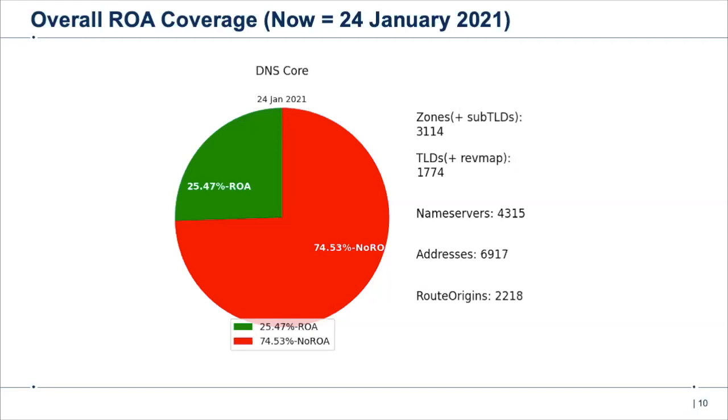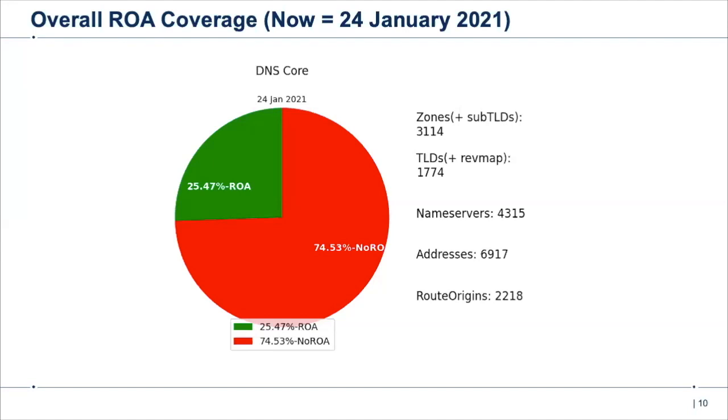So after a lot of work putting the stuff together, I come up with this pie chart, which is current as of the 24th of January. And it shows that just a bit more than 1 in 4 routes leading to the DNS core are covered by a ROA. And to give you some more orientation to what my calculations are coming from, I have some numbers on the right-hand side of the screen.